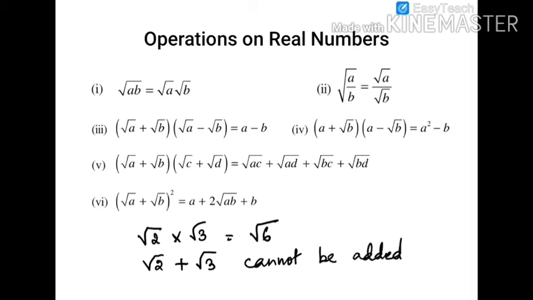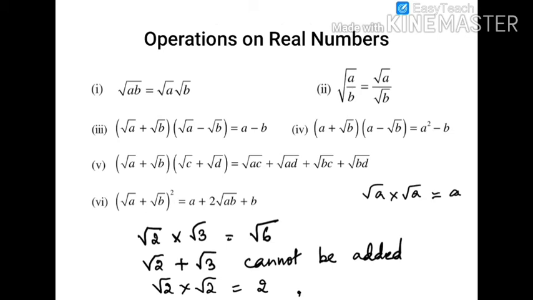You can add them only when they are in their decimal form. We know that root a into root a is equal to a. So, root 2 into root 2 will be 2. Also, we can add two numbers if they have the same irrational part. In this example, the two numbers do not have the same irrational part, so we cannot add. But if the irrational parts are the same, then we can add those two numbers.